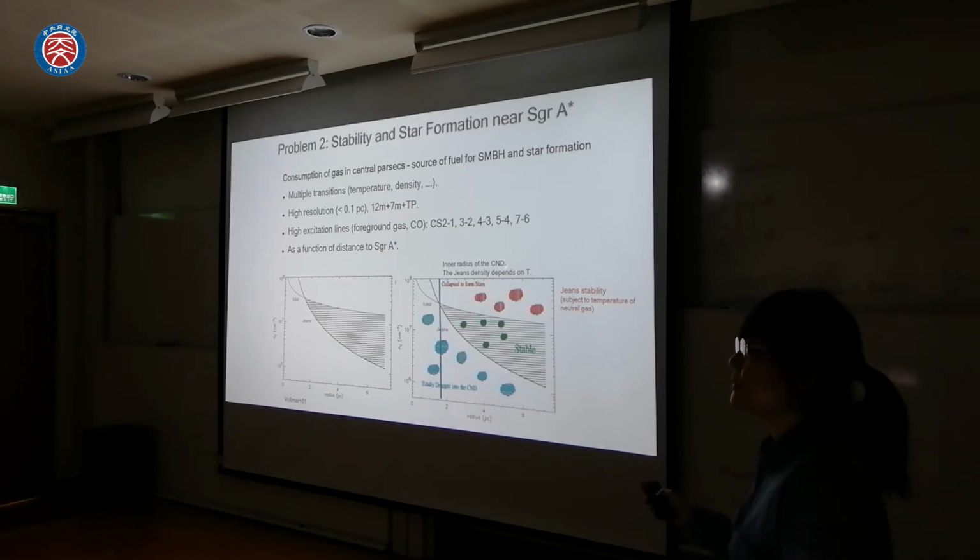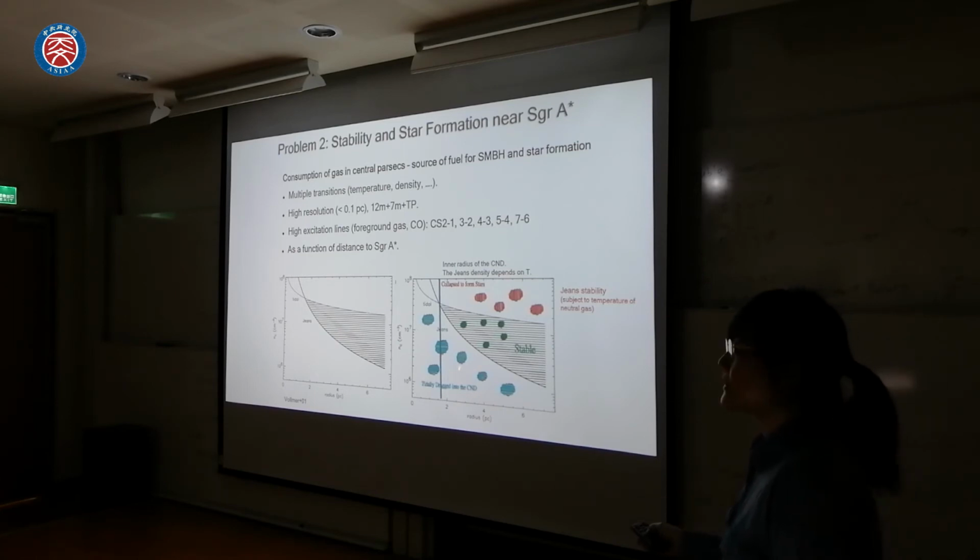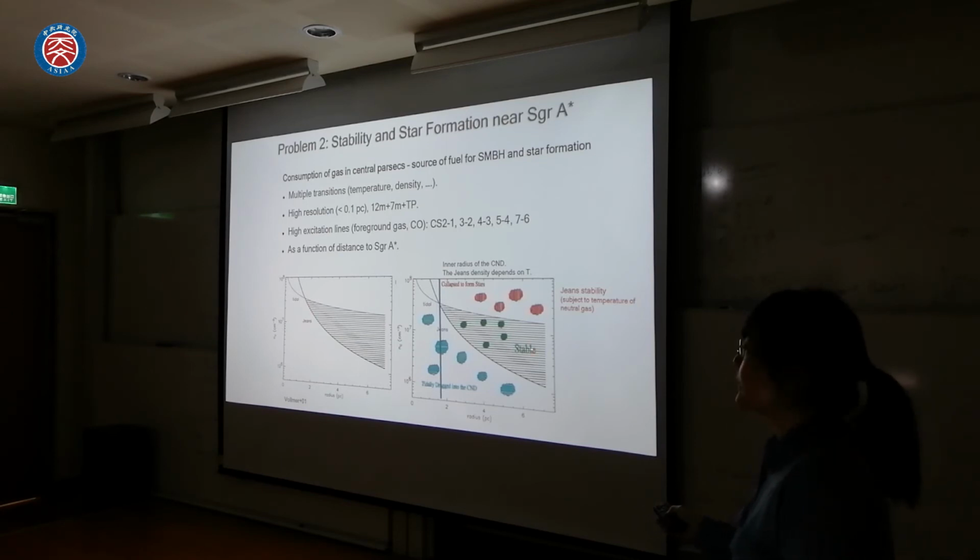So this is a competition between gravity and star formation in a very naive way. And the shaded area marked by these two boundaries are the gas that is stable. They don't collapse to form stars, and they are also not disrupted.